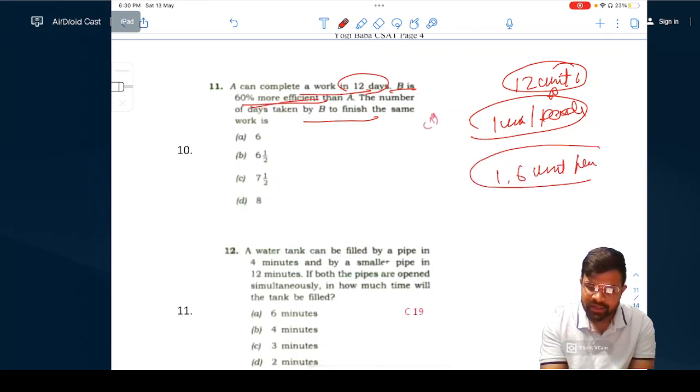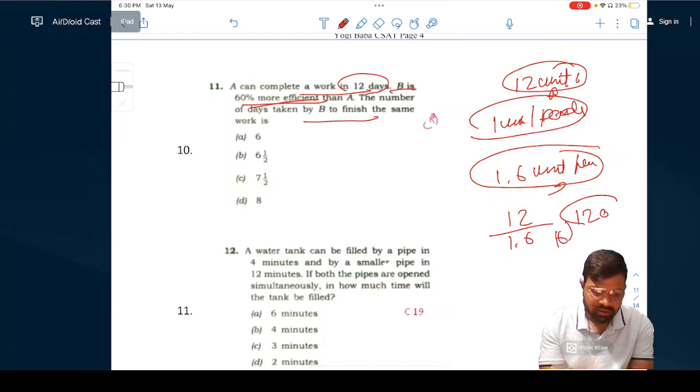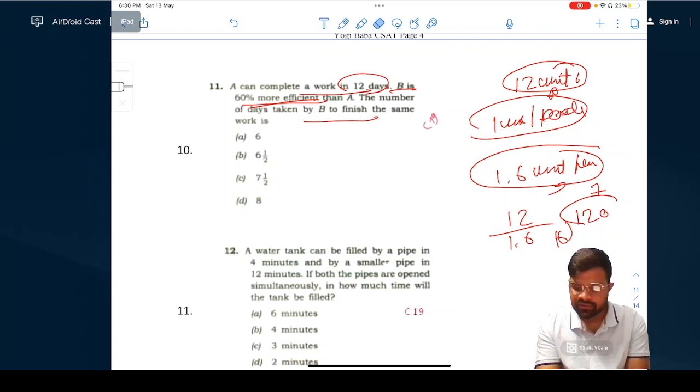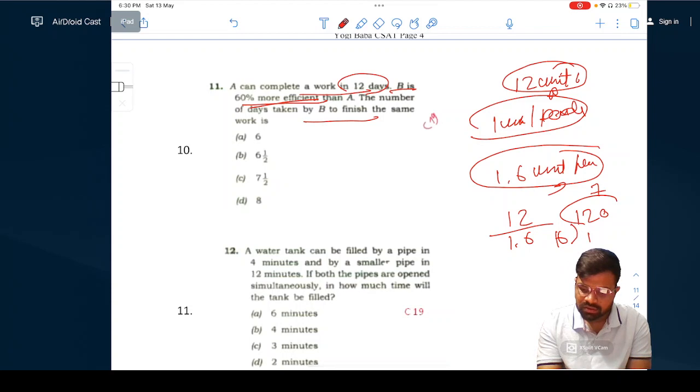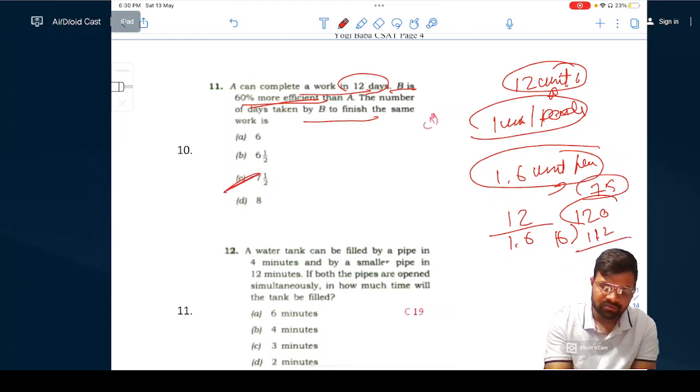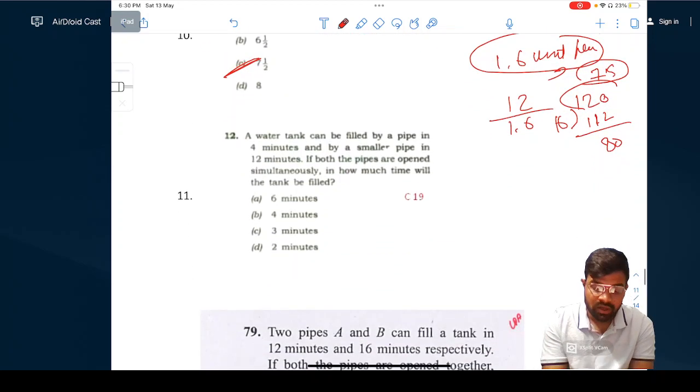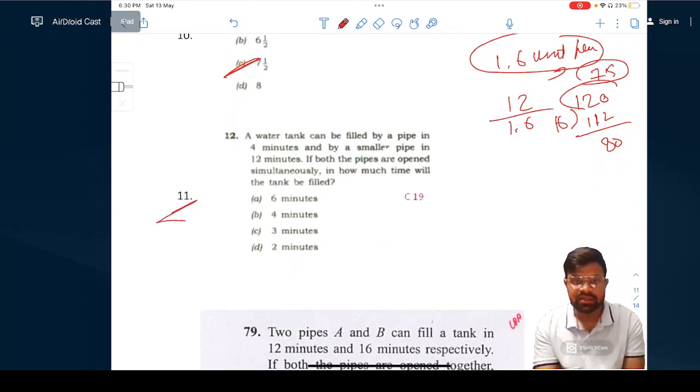So the number of days will be 12 by 1.6. 12 by 1.6, so it will be 120 by 16. You can find it. 16 into 7 will be 112. So it will be 7.5. This is how you will do. Assumption is the great thing that you can do in these questions.